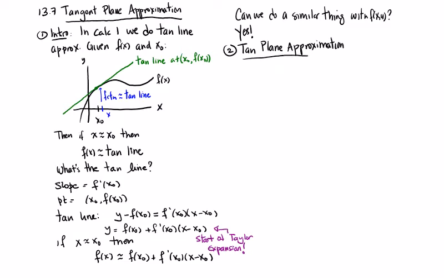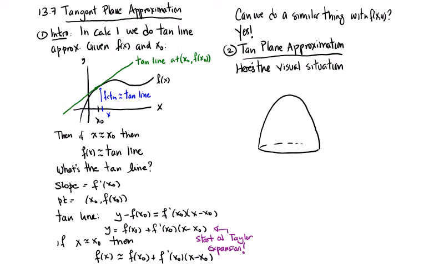What I'll do is draw a picture which will hopefully look like a three-dimensional version of the picture on the left. Here's the visual situation. Instead of having an f of x, we have an f of xy, which could be something like a parabola, because it makes for a good picture. So here is our f of xy. I'm not going to draw an axis for now.